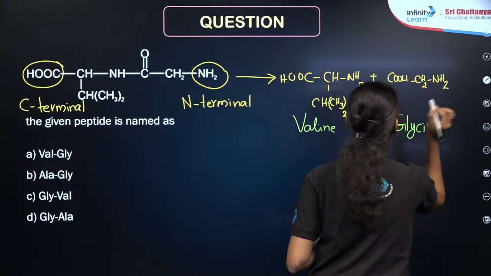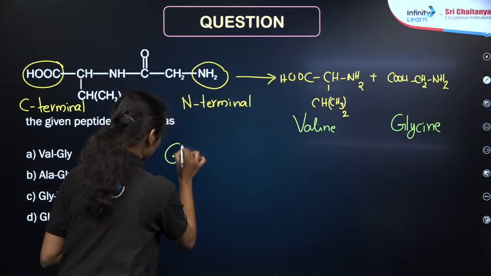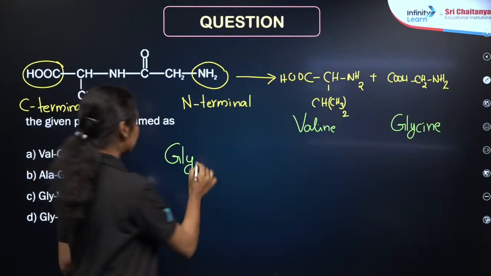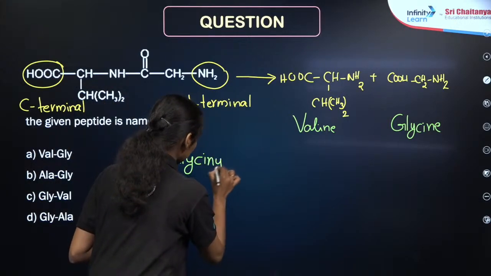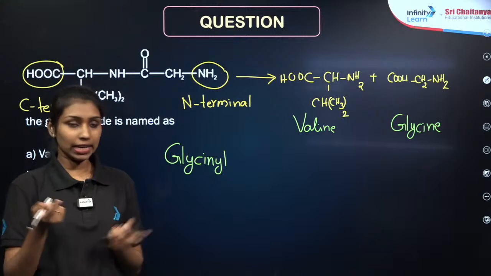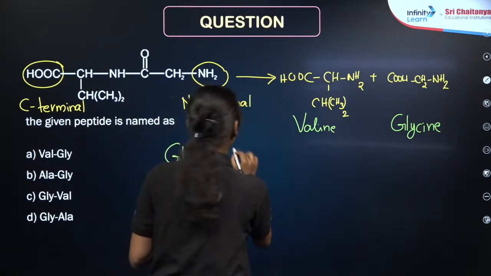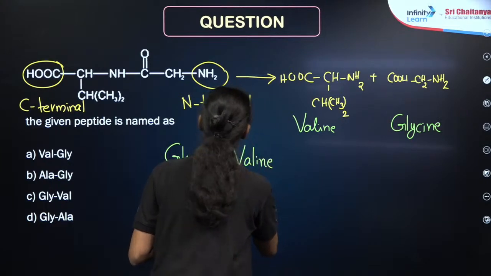Having the N-terminal, we can give the name as follows. There is one more point you have to note, that the N-terminal amino acid will be given the suffix YL. Instead of INE, it will be given as YL. Glycinyl valine, right? Glycinyl valine. That will be the particular name of this peptide chain.